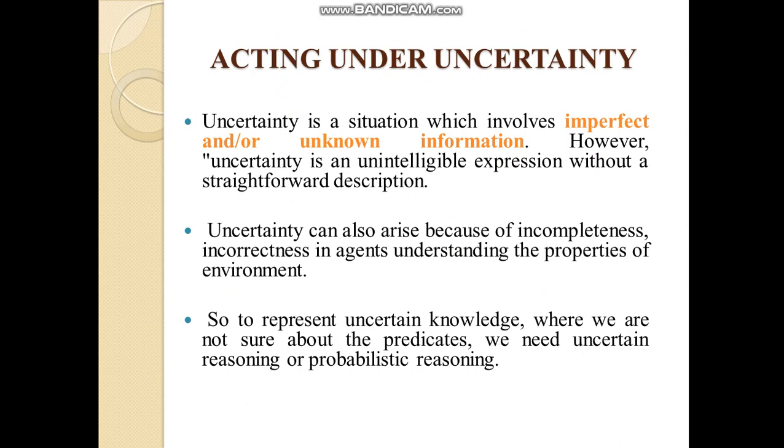So, what is uncertainty? Uncertainty is a situation which involves imperfect or unknown information. However, uncertainty is an unintelligible expression without a straightforward description. Uncertainty can also arise because of incompleteness or incorrectness in the agent's understanding of the properties of the environment. So, to represent uncertain knowledge, where we are not sure about the predicate, we need uncertain reasoning or probabilistic reasoning.